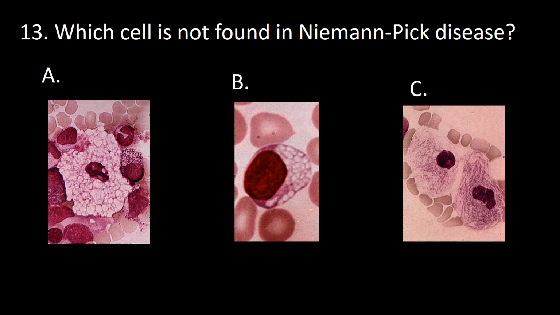Next question. Which cell is not found in Niemann-Pick disease? Look at the 3 blood samples shown and decide whether it is A, B, or C.